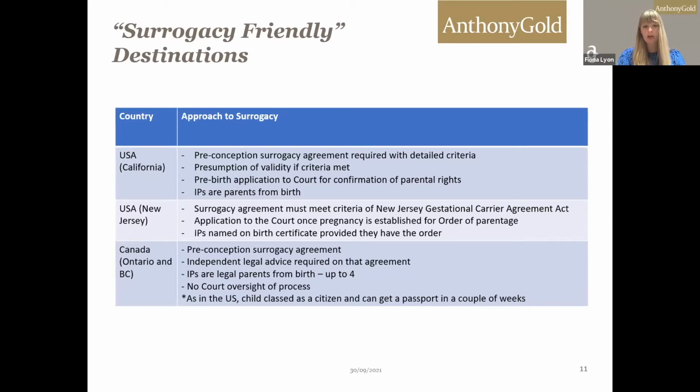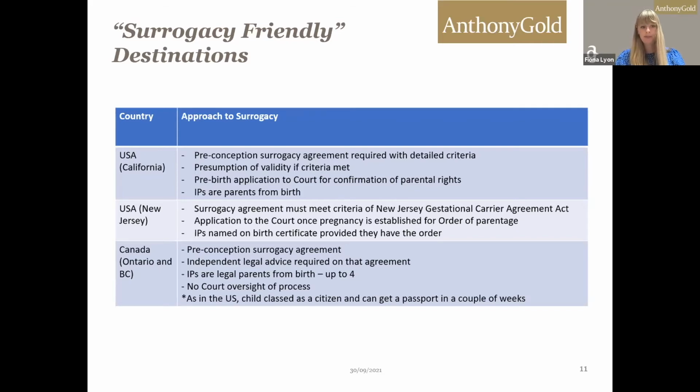That's different to England, and you will be entering into an enforceable contract in the US. Lots of protection for both sides, and that's why some people think that that's a much more preferable situation. You're going to be named as the parent from birth, and your baby will also be deemed a citizen. This is really important for obtaining a passport, and another huge advantage of going to either the US or Canada. Canada, very similar to the US in that respect.